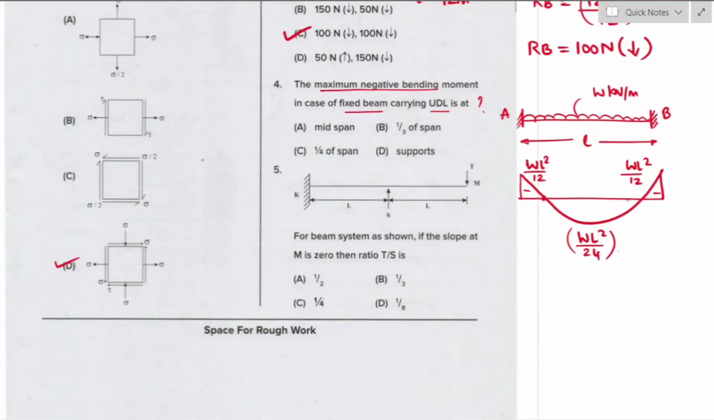So there are 2 points of contraflexure where the bending moment changes from positive to negative, acting at a distance of L by 2 root 3 from either of the supports. So the maximum negative bending moment in case of a fixed beam will be at either of the supports. This will be the maximum bending moment. So option D is the right answer.